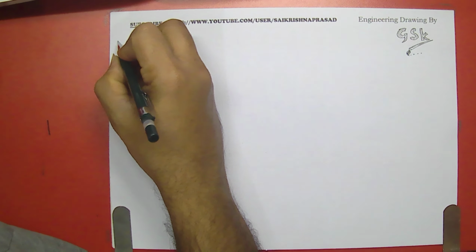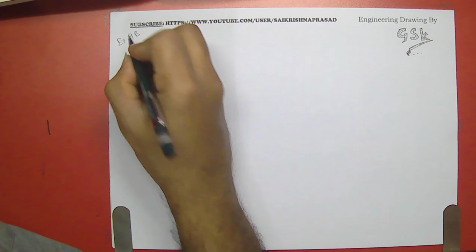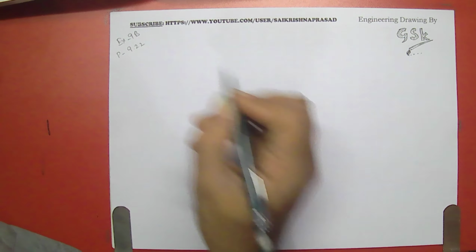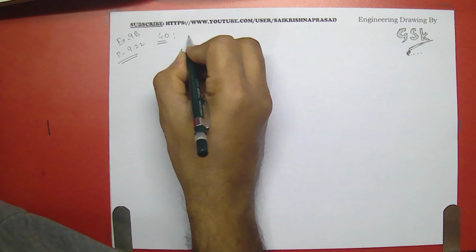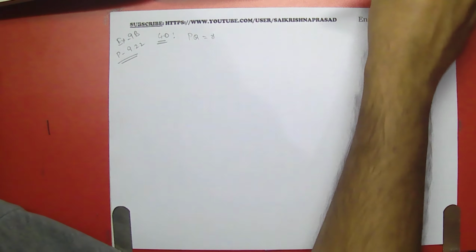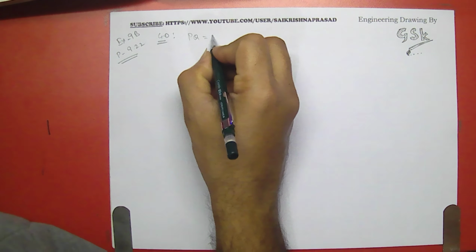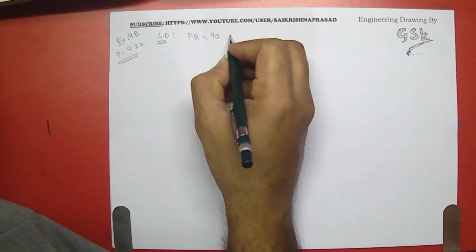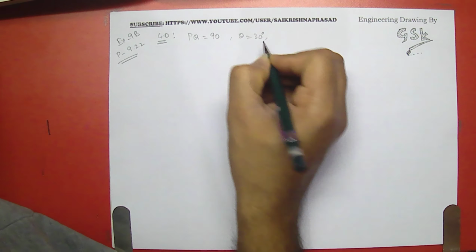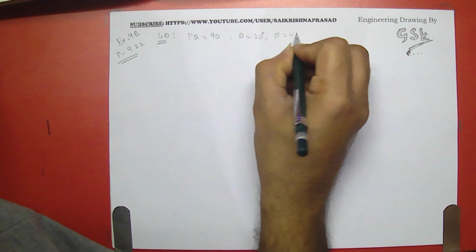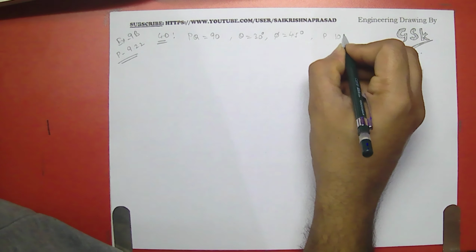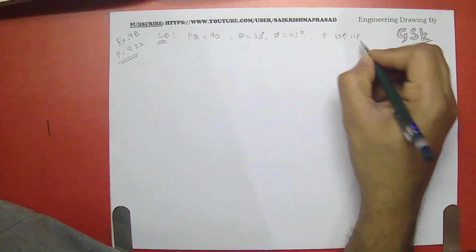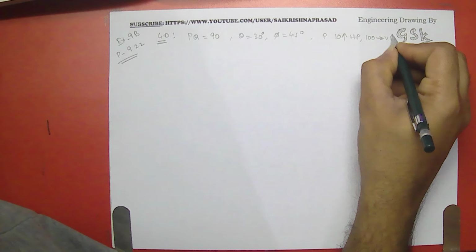Right, let me write down the given data for this question. This is exercise 9b, problem number 9.22. So here the given data for this question is: PQ is 90 mm long, theta is 30 degrees and phi is 45 degrees, and P is 10 mm above HP and 100 mm in front of VP.